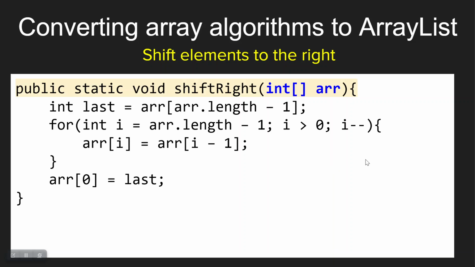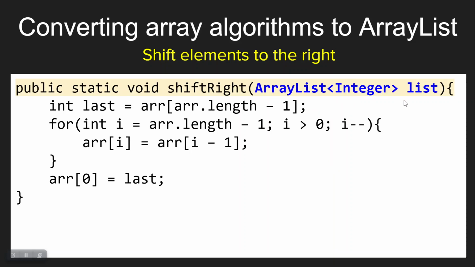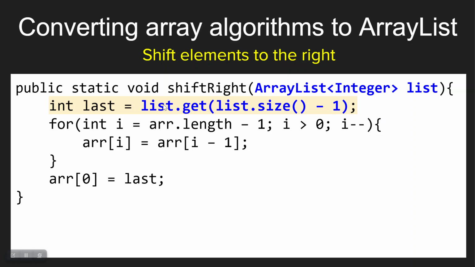Obviously we can't have an array of integers. We need an array list of integers, and we're going to call it list. Down here, we've got int last equals array at array.length -1. So what we need to do is change this to be list.get, and we're going to get whatever is at list.size -1. So instead of array at array.length -1, we do list.get, and the size -1 will get us that last element.